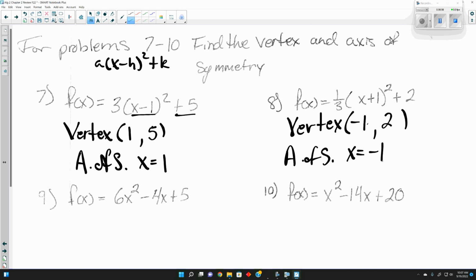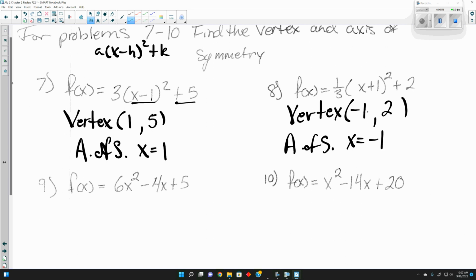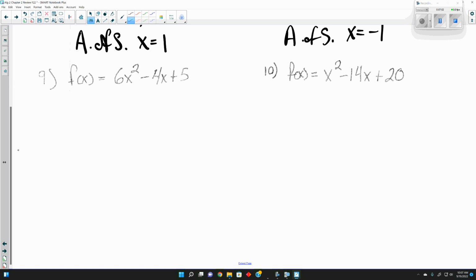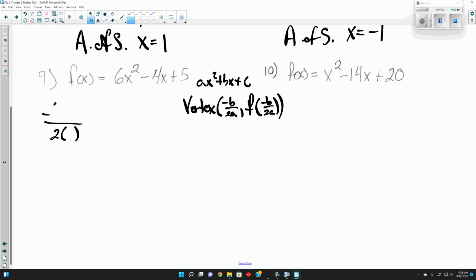Any other questions on any of this here? Now, these two here are standard form: ax squared plus bx plus c. Here the vertex is negative b over 2a comma f of negative b over 2a. So here, negative b over 2a. Well, this is a, this is b, this is c. So b is negative 4 and a is 6.